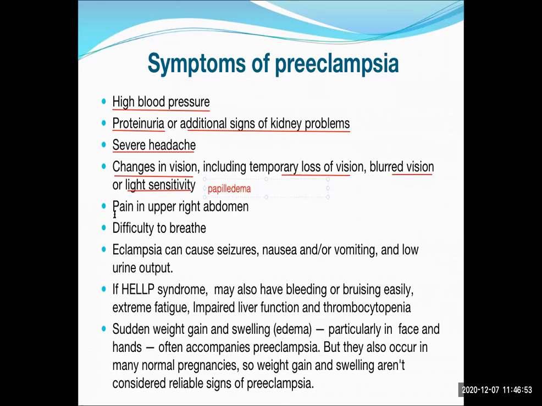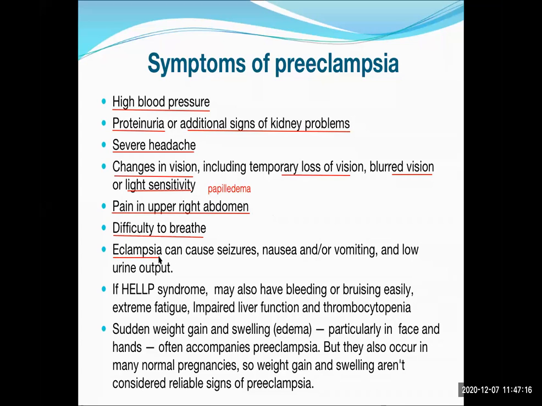Let's move on. Another one is pain in right upper quadrant. Now, this is because of congestion of the liver. Hepatic congestion will give pain in upper right abdomen. Difficulty to breathe because of pulmonary edema, which may be one of the problems.